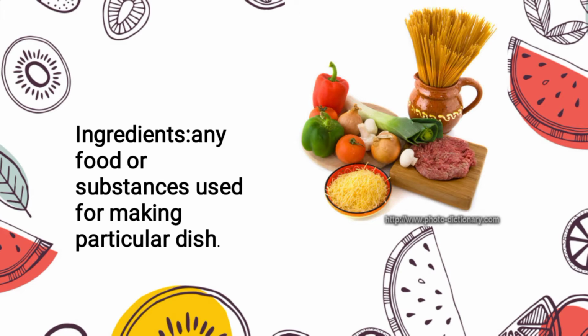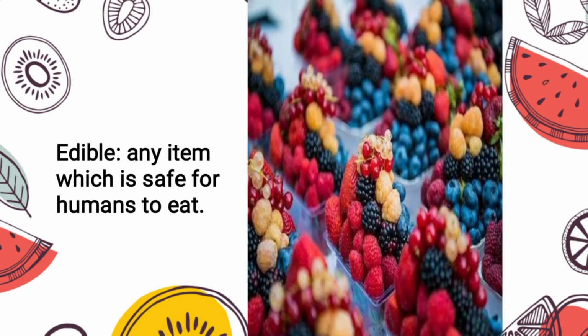You can see here spaghetti in the image. Spaghetti is given, meat keema is given, spring onions are given, and capsicum, tomatoes, onion, garlic, mushrooms, and some vermicelli are given. So all these are the ingredients used for making some particular dish which is made up of meat keema and spaghetti.